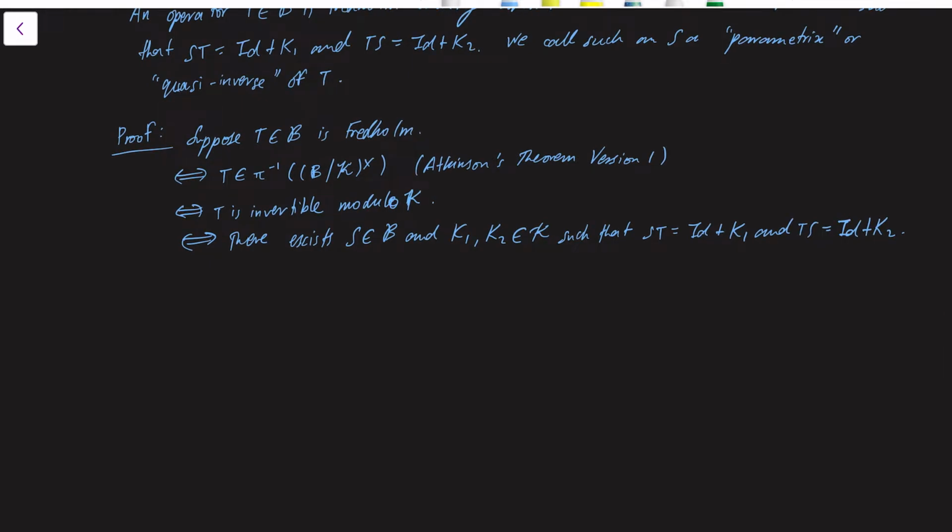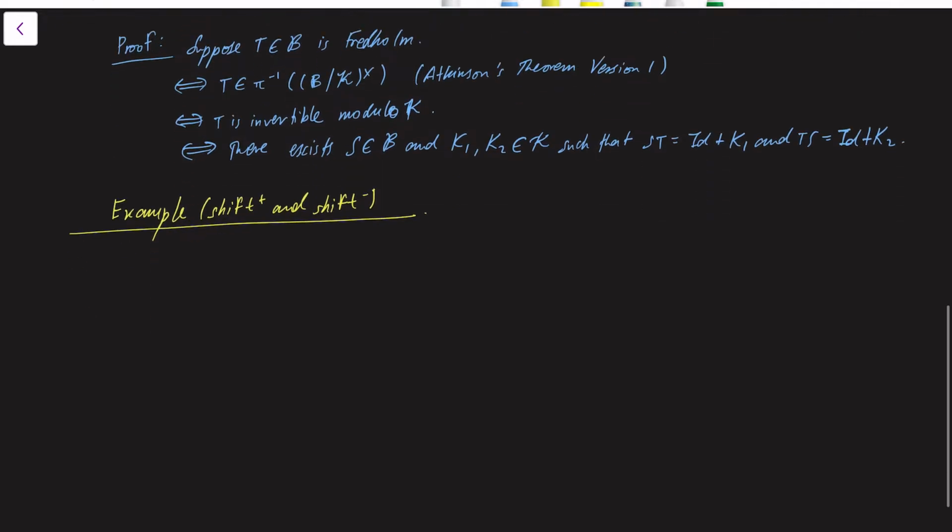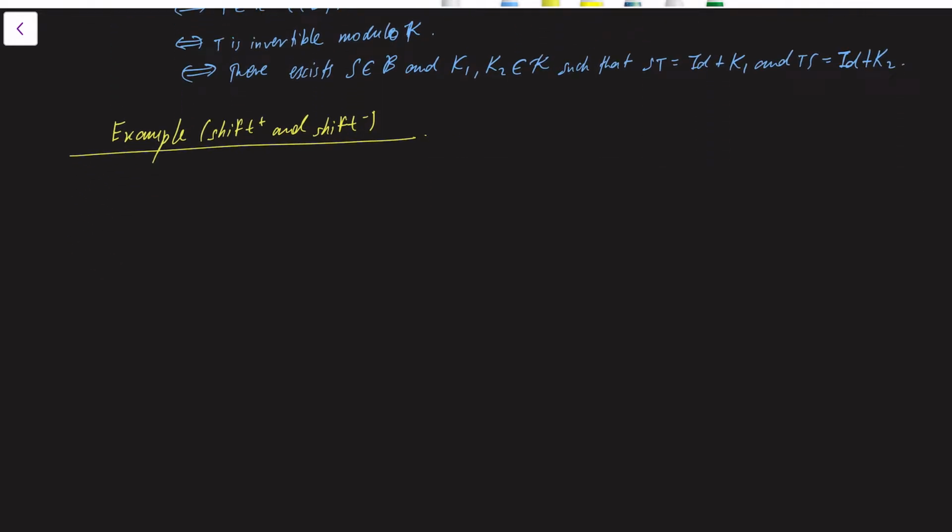An example is the shift plus and the shift minus operators. Now, we encountered the shift plus and shift minus operators back in the introductory video on Fredholm operators. Essentially, the shift plus operator takes a sequence in L2 of Z plus and shifts it one space to the right, places a 0 in the 0th spot, and the shift minus operator takes a sequence and shifts it one place to the left, annihilating the 0th position in the sequence.